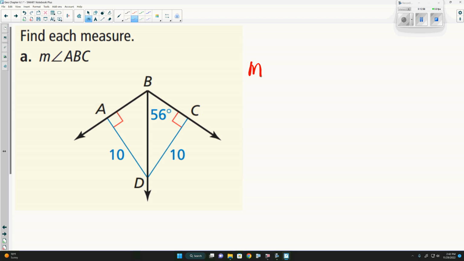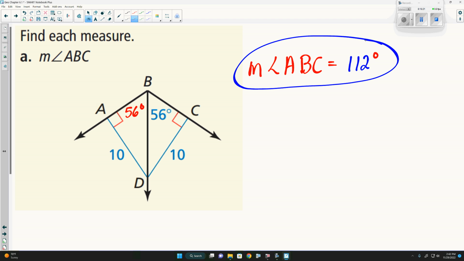So this here would be what? Because ABD is 56 degrees, but it asks for ABC, the whole angle, which would be 112 degrees. Questions on this here? Are we ready for the next one?